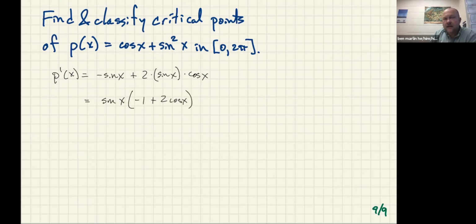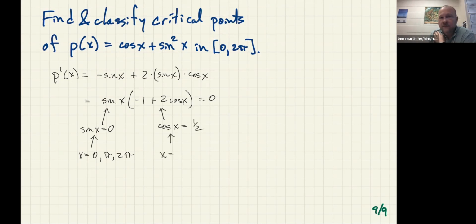All right. Nowhere are we going to have those be undefined. Sine and cosine are super nice functions. However, we can have them be equal to 0. So we set this equal to 0. And when sine x is 0, you would have your x being equal to 0, pi, or 2 pi, right? And here, if this portion is 0, then that has to have your cosine x being 1/2.